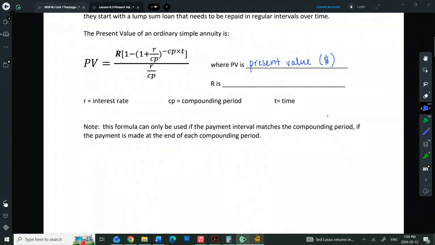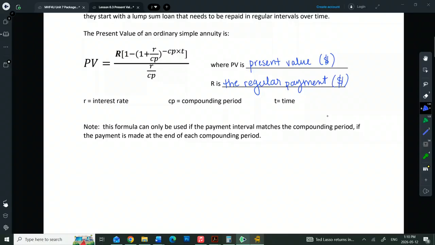Okay, and R is going to be the same as it was before, which is the regular payment. So my mortgage payment, for instance, would be my regular payment, and the present value right now is how much is remaining for me to pay down on my mortgage, basically. So the regular payment is also in dollars.